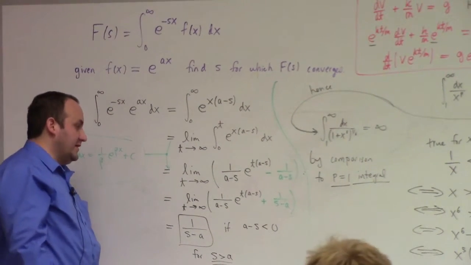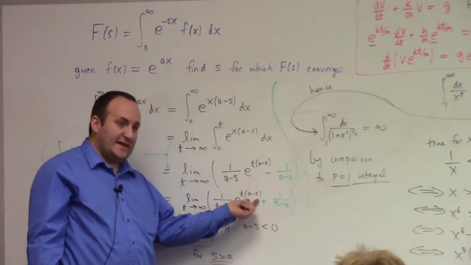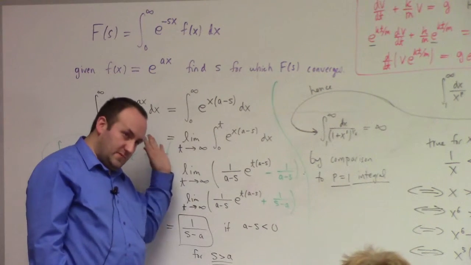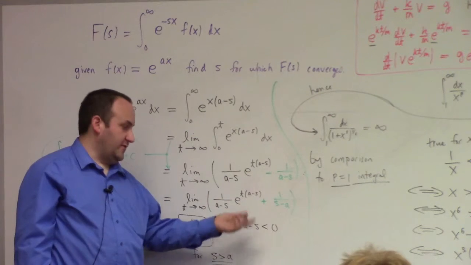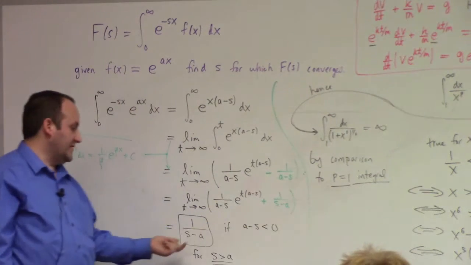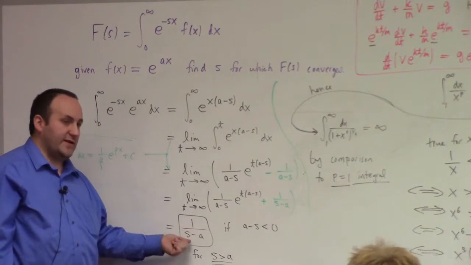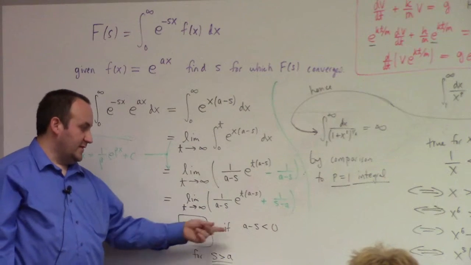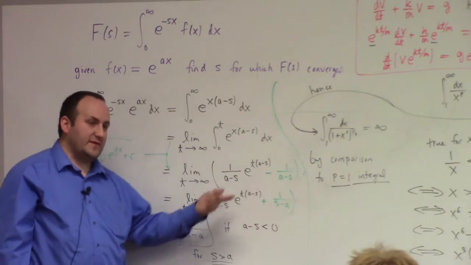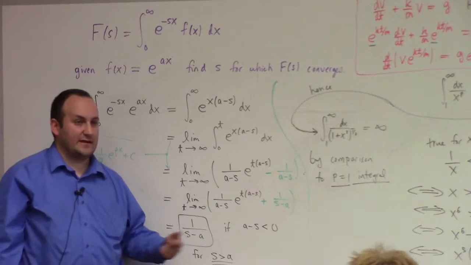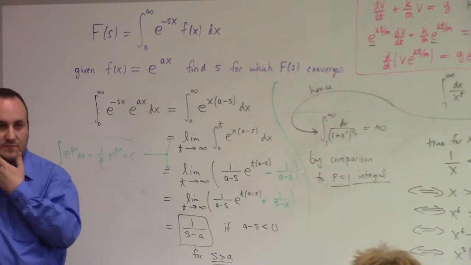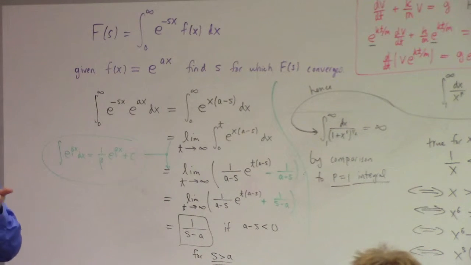I agree. So if the multiplier of t is negative, then this piece goes to 0, and you're just left with that constant term. So that's why the Laplace transform is 1 over s minus a in the case that a minus s is less than 0, but that's nicer to write as s greater than a. So the question was two things: find the Laplace transform and find the domain of s, which is relevant.